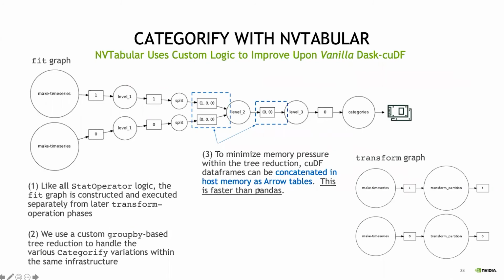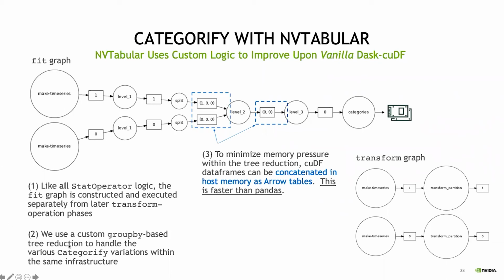And so this is really the solution we came up with. First of all, we need to have two separate graphs. So that's exactly what you see here. We have a Categorify graph where we're calculating our categories, and then we have a transform graph where we're just doing embarrassingly parallel transformations.